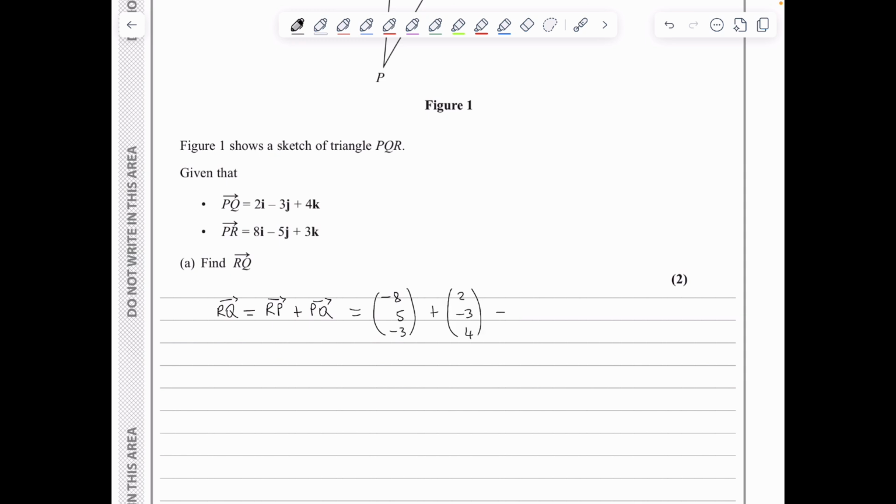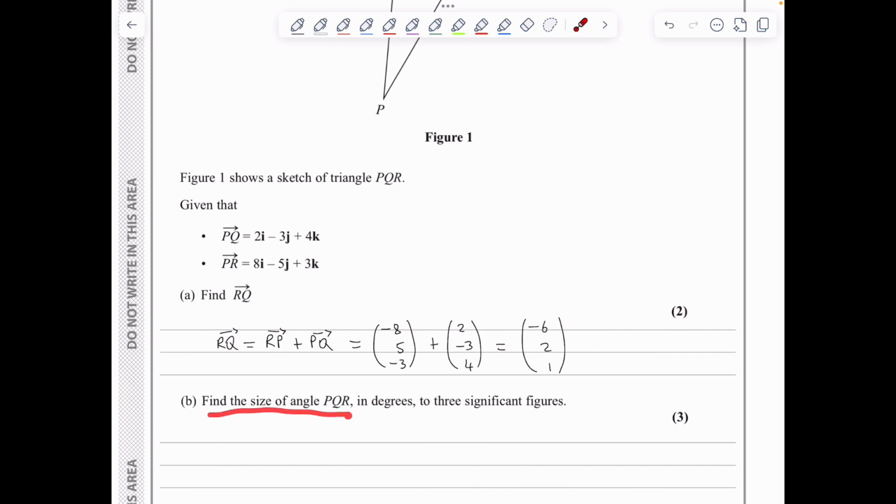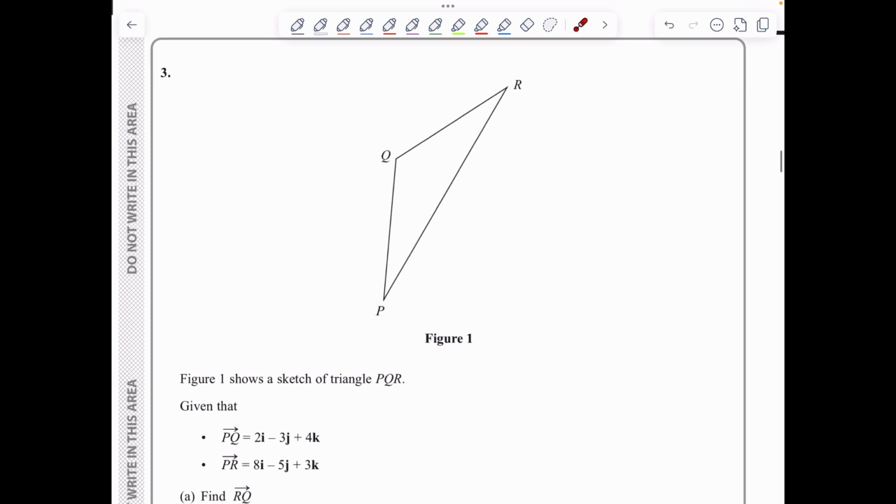So if I add the I components, I get negative 6. The J components give me a 2, and the K components give me a 1. So the vector RQ is negative 6, 2, 1. In part B, we're asked to find the size of the angle PQR in degrees to 3 significant figures. So looking at the triangle here, we're trying to find the size of the angle Q here.